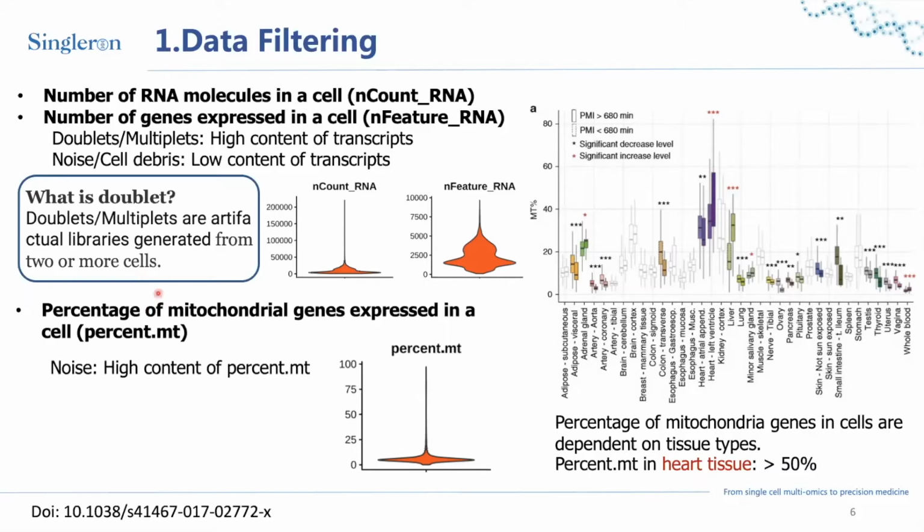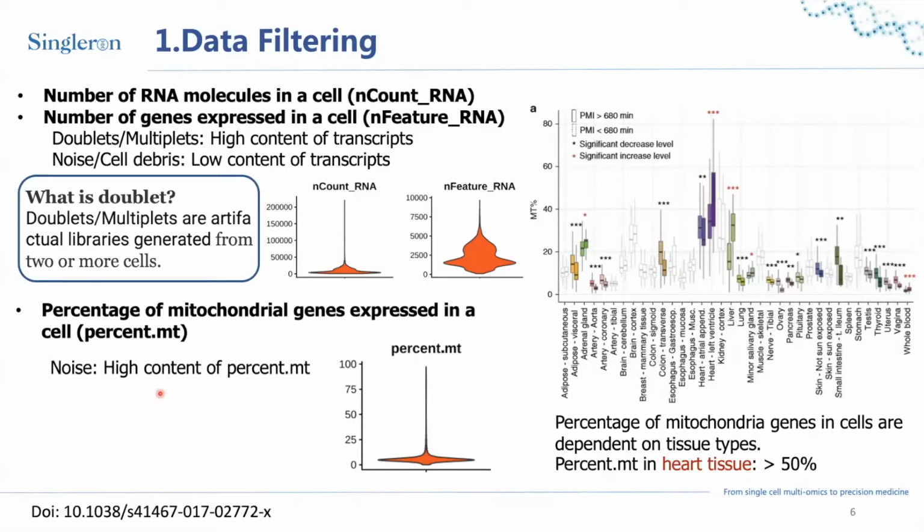On the other hand, cells with very low transcripts tend to be noise or cell debris. By setting thresholds for RNA counts and number of features, we are filtering out these types of unwanted cells. We will also filter out cells with a very high content of mitochondrial gene expression. These cells tend to be noise, and they are sometimes hard to annotate because the upregulated genes are almost all mitochondrial genes.